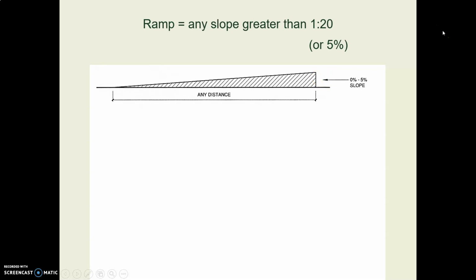So under the code and ADA law, anything that has a slope steeper than 1 in 20 is considered a ramp by law. 1 in 20 is the same as 5%. If you took your calculator and went 1 divided by 20, you would get 0.05, which is 5%. So anyway, steeper than 1 in 20 is a ramp.